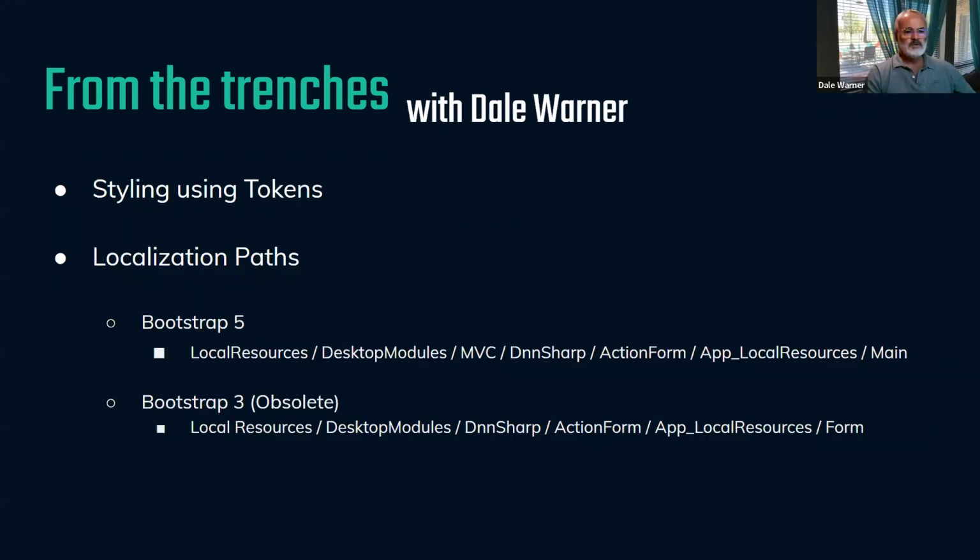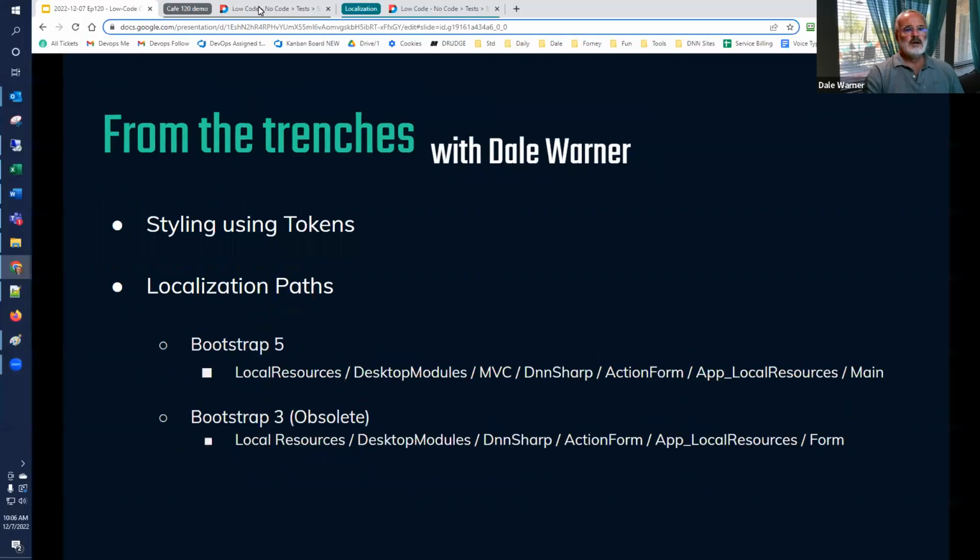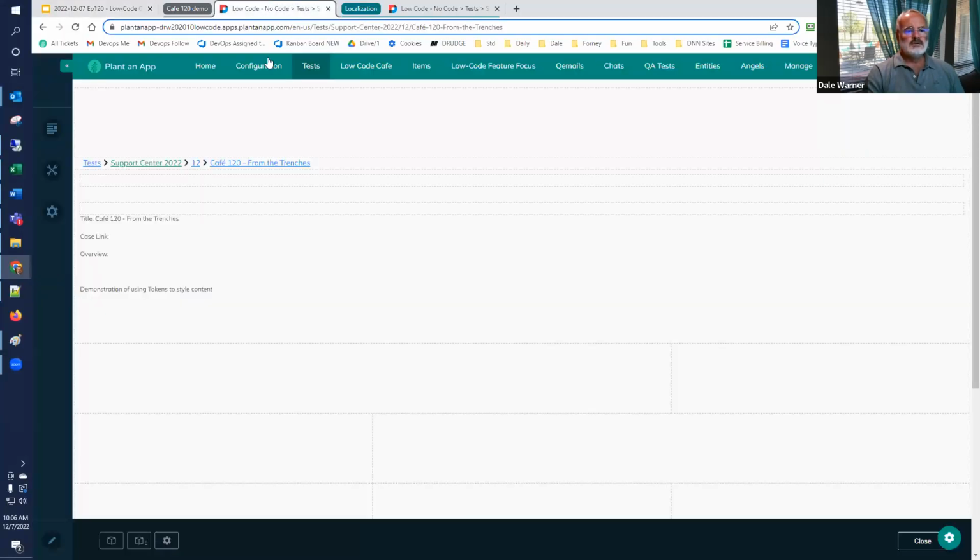So in the demonstration section here, we'll talk a little bit about styling using tokens, and then talk a little bit too about localization paths. So styling using tokens.